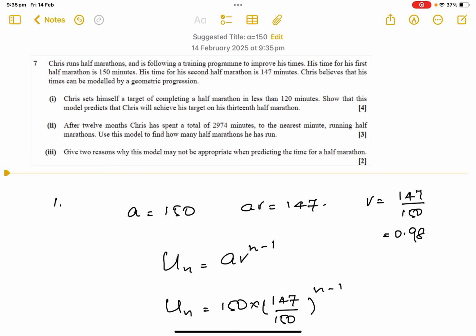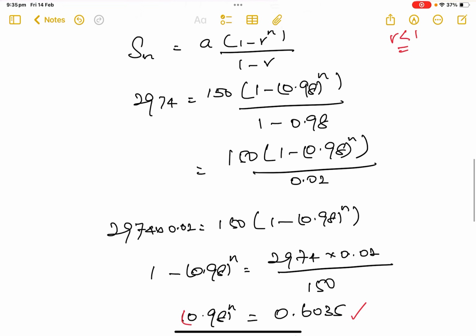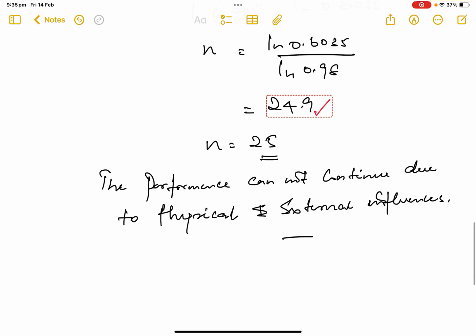Give 2 reasons why this model may not be appropriate when predicting the time for a half marathon. Yes, this is a model where he runs every marathon and is improving. But there are different influences, so the performance cannot be constant or keep improving all the time. He's human. So the performance cannot continue due to physical and external influences.